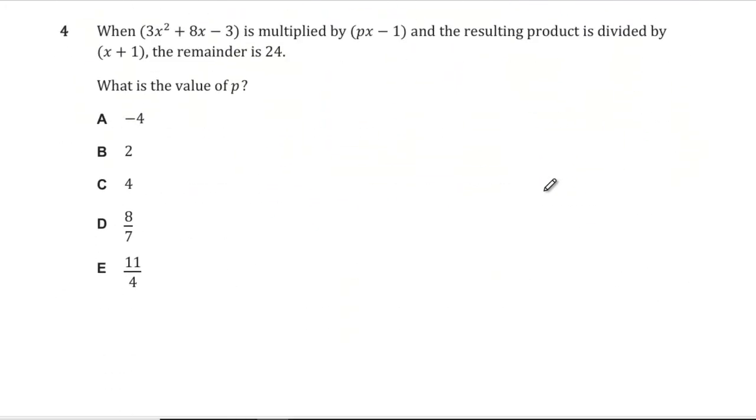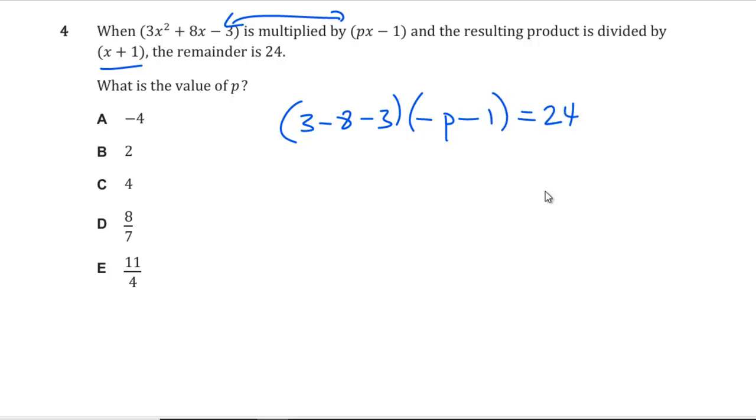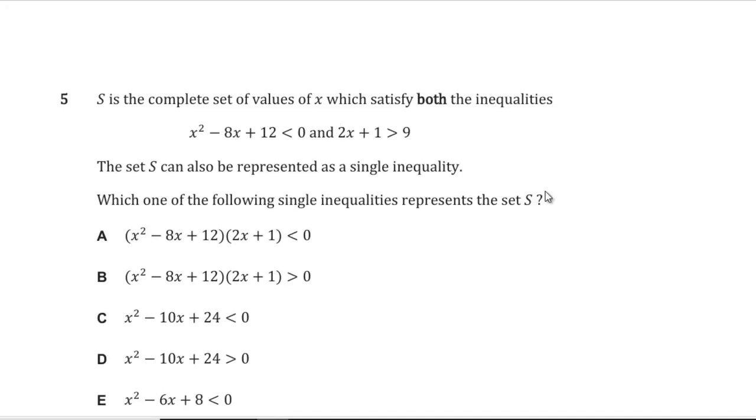Question 4. When that is multiplied by that, the resulting product is divided by that, and the remainder is 24. Right, remainder theorem. So if we're dividing by that, we've got to put -1 into these two things multiplied together. So I'm going to get 3 minus 8 minus 3 multiplied by minus p minus 1 is equal to 24. So divide that through, -3, add that on, -2, p is 2. Right, remainder theorem is a bit fiddly, but they're quick.